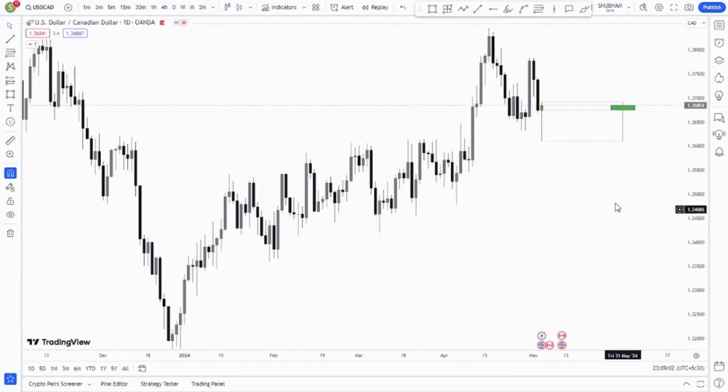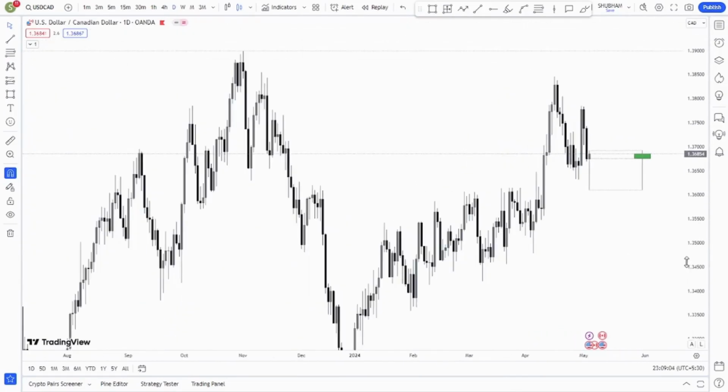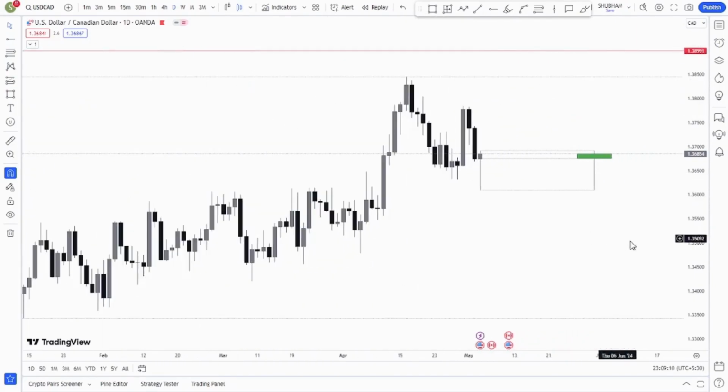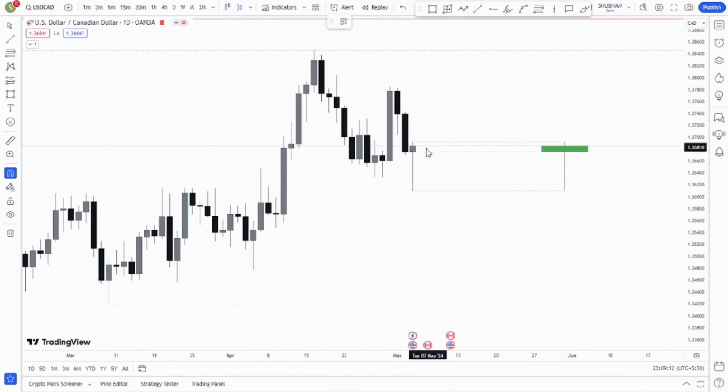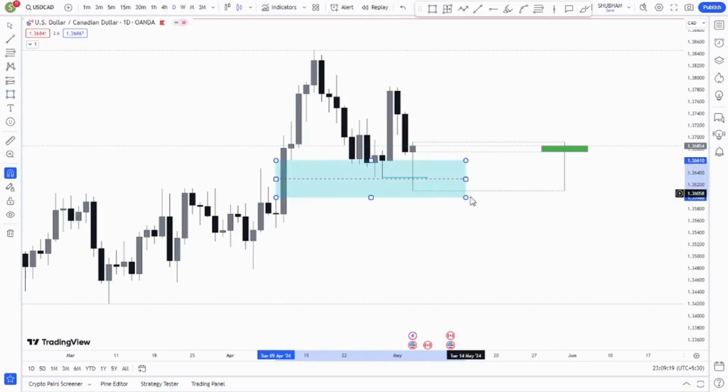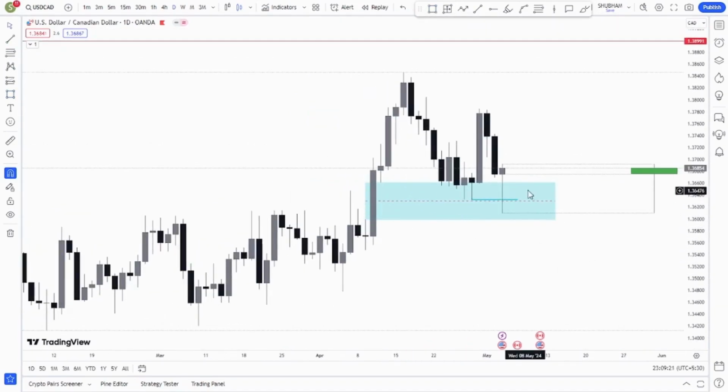Now USDCAD. USDCAD is just a brother of DXY. In DXY also we have these highs as our original consolidation highs which we are targeting, and on USDCAD you can see this lovely sweep. This sweep happened in Friday's NFP, and this daily FVG is getting respected very well.